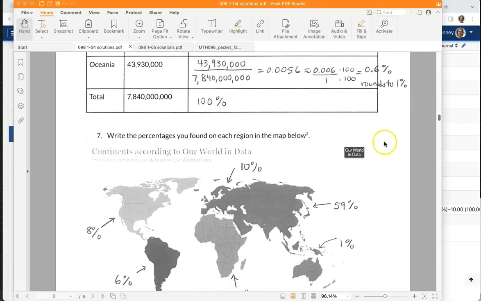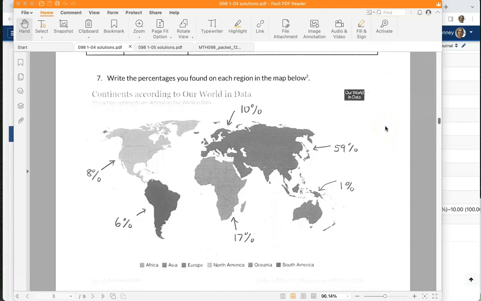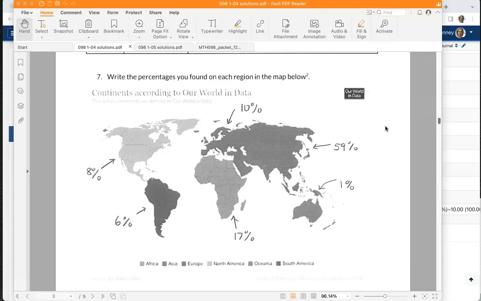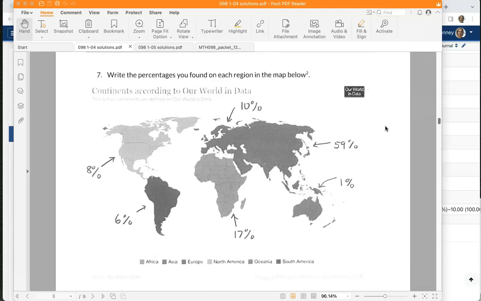And then the percentages that you found you can write on this map below. I just wanted you to think about the world and how its population is distributed over the various land masses. And we'll be talking about population density later.